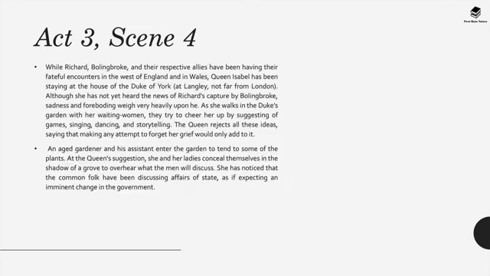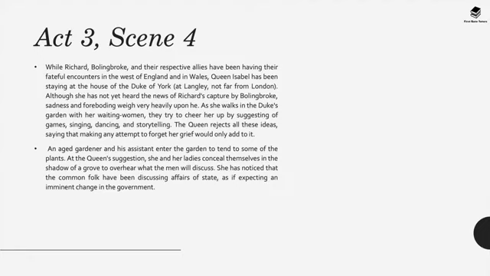Scene 4. While Richard, Bolingbroke, and their respective allies have been having their fateful encounters in the west of England and in Wales, Queen Isabel has been staying at the house of the Duke of York. Although she has not yet heard the news of Richard's capture by Bolingbroke, sadness and foreboding weigh very heavily upon her. As she walks in the Duke's garden with her waiting woman, they try to cheer her up by suggesting games, singing, dancing, and storytelling. The Queen rejects all these ideas, saying that making any attempt to forget her grief would only add to it.